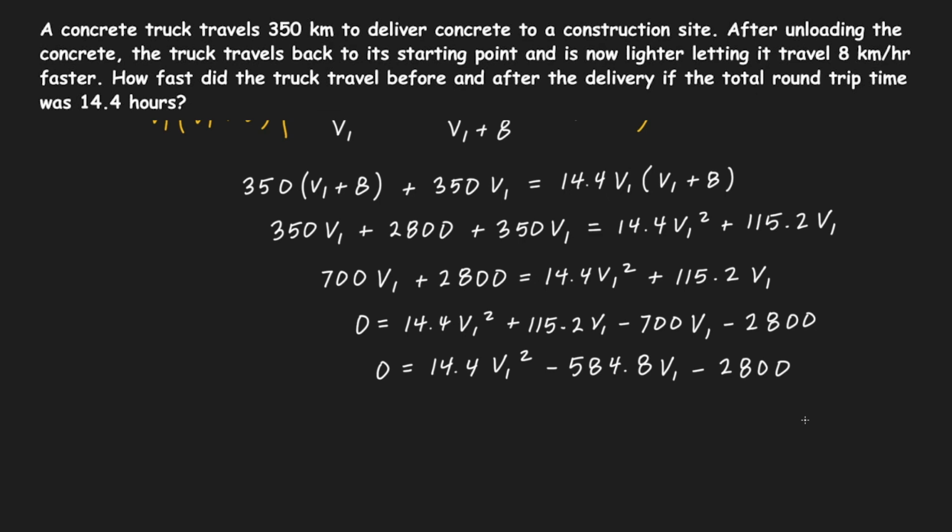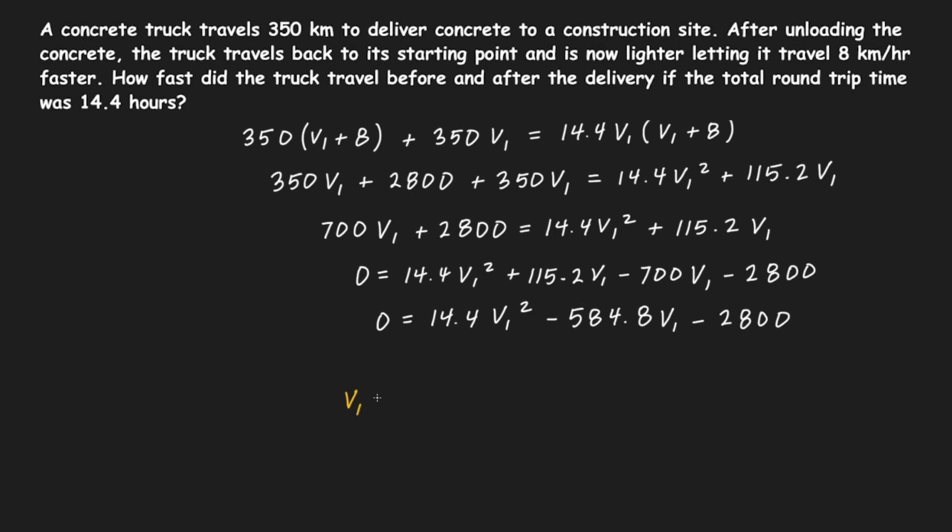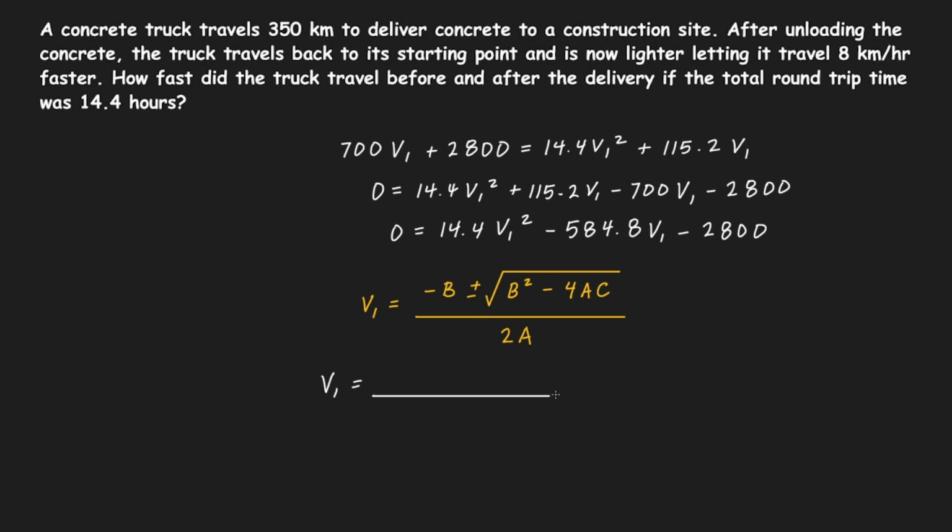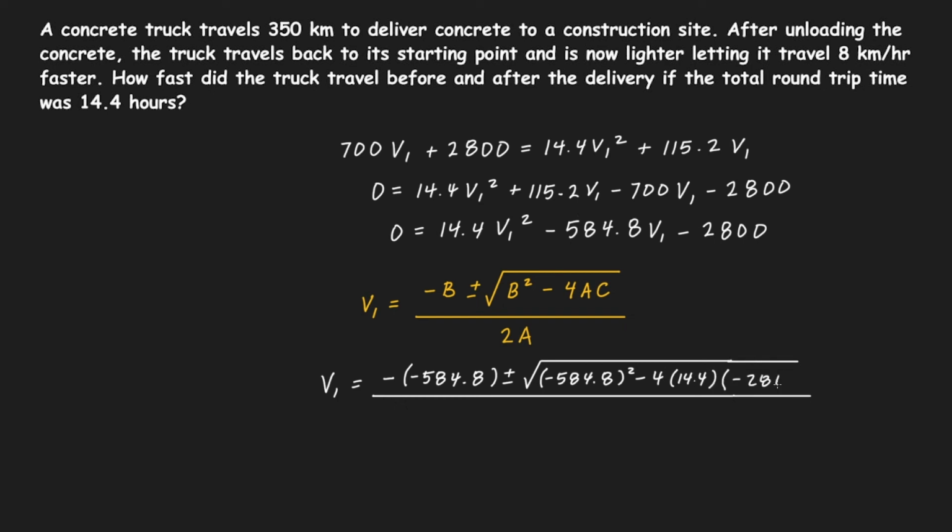And now, all that's left for us to do is to use whatever method we have available in order to solve for V1. Since we have decimal number coefficients, it's going to be more convenient to use the quadratic formula. For our coefficients, we have b to be negative 584.8, so I'm going to write that down. For a, we have 14.4. And for c, we have negative 2,800. And last, we have another a in the denominator, so the denominator becomes 2 multiplied by 14.4.